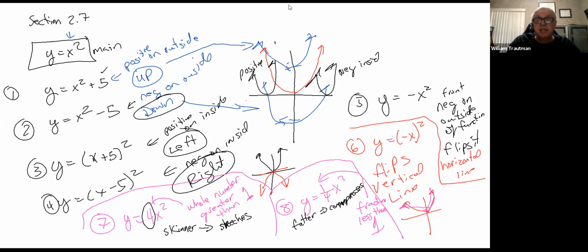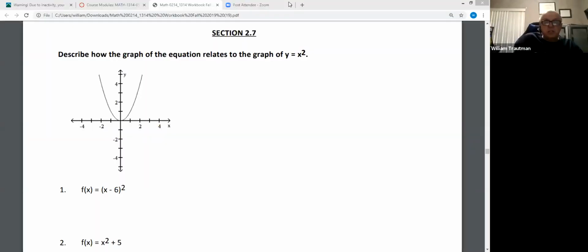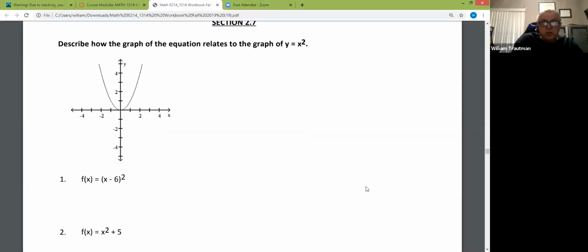All right, let's go to the workbook. Yes, there's the workbook. Okay, so here's 2.7 in the workbook.